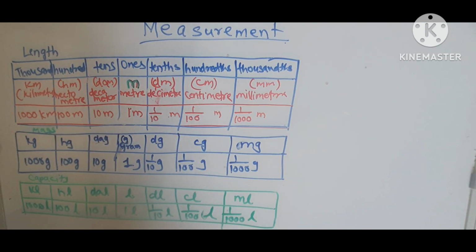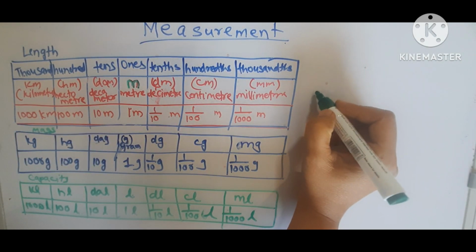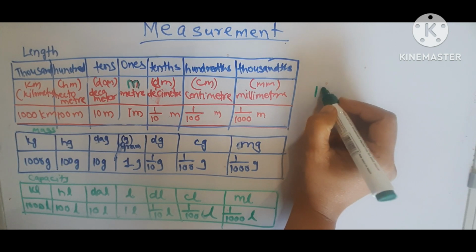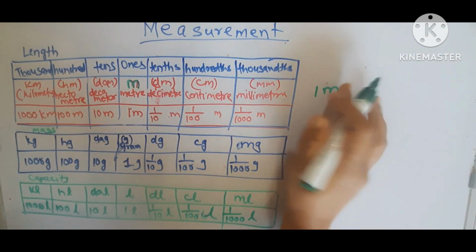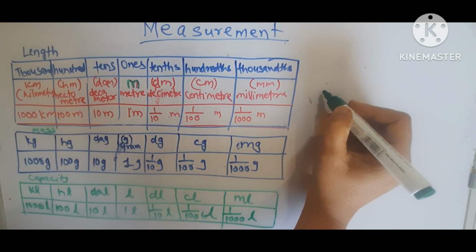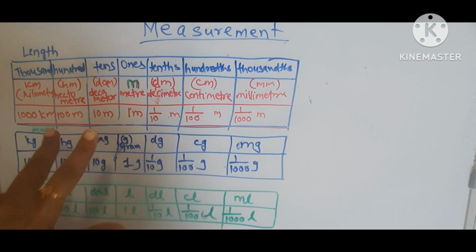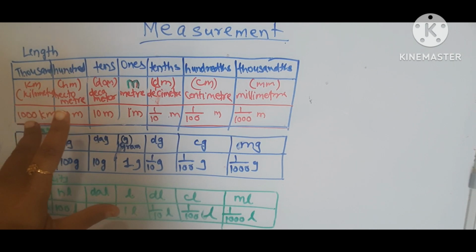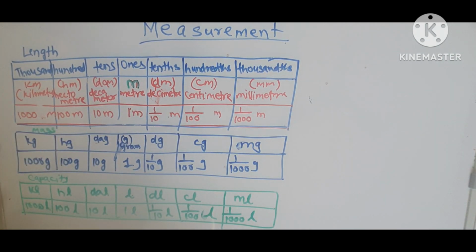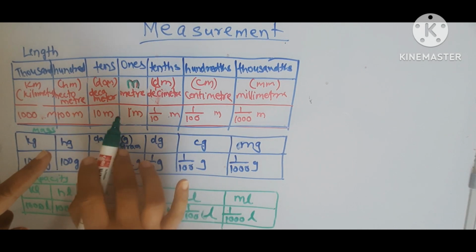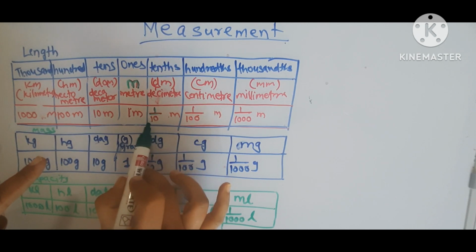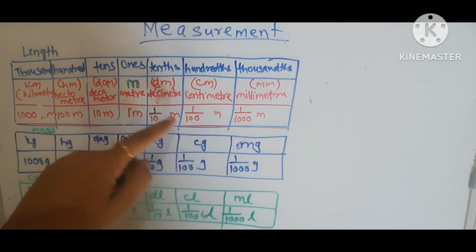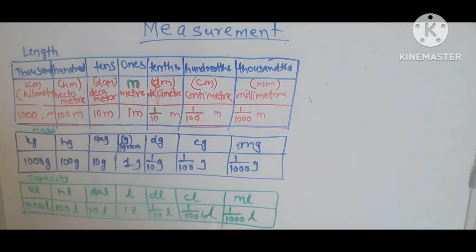If we have a scale and we say it's a 1 meter length, then if we have to count it in decameter, it is 10 meter. Okay, for hectometer it is 100 meter, for kilometer it is 1000 meter. If we have to change it to decimeter, centimeter, millimeter, then it is 1 by 10 meter, 1 by 100 meter, 1 by 1000 meter.